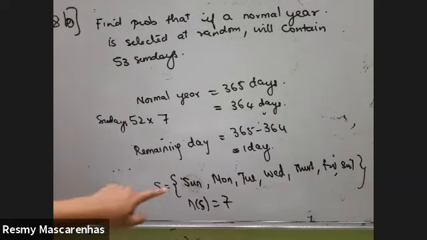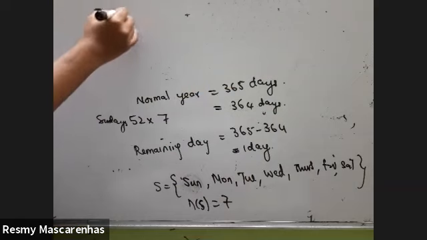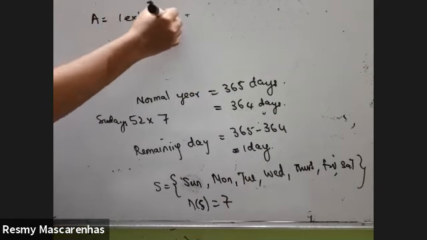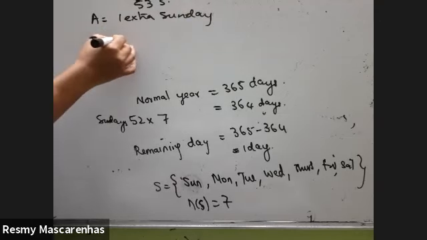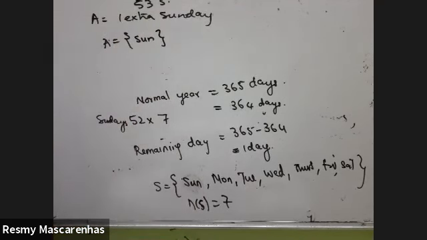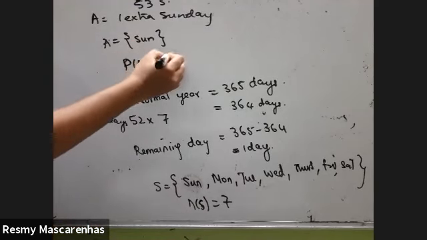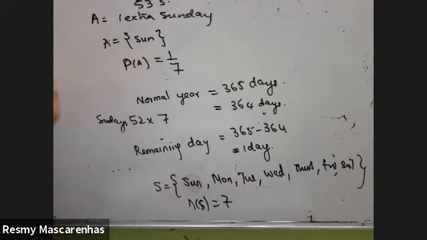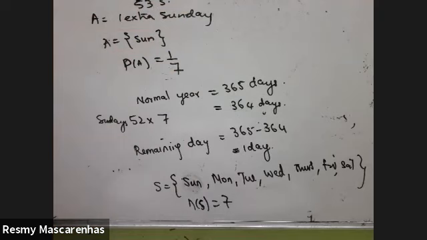So this remaining day could be one of the 7. And now what will be A? 53 Sundays. So there's only one option out of the sample space where there is a Sunday. So P of A will be 1 out of 7. So for a normal year, even if it is Monday, Tuesday, Wednesday, whichever day, the answer will be 1 upon 7. And for a leap year, it is 2 upon 7.